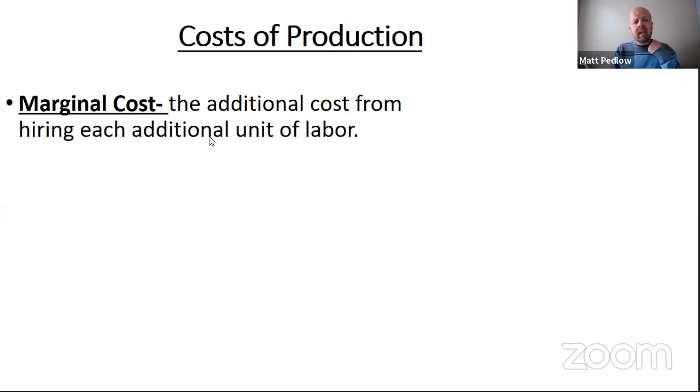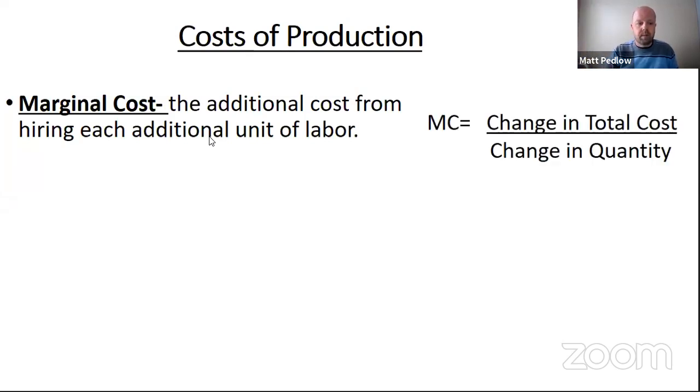And let's get a little further into the cost, because now we have to talk about the really important one. It's called marginal cost. So if you're doing this in your notes, marginal cost, anytime you see marginal, I always tell my students to use the word additional twice in your definition. So it's the additional cost from hiring each additional unit of labor. That's what a marginal cost is. I hire a worker. What is my additional cost to hire that worker?